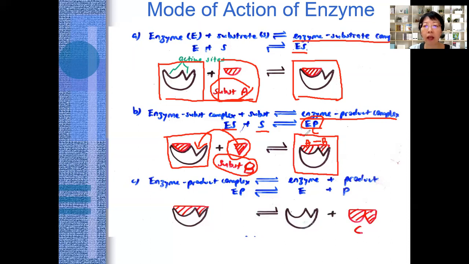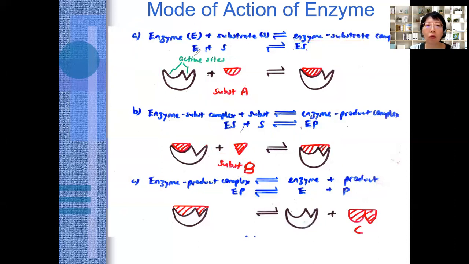Okay, so then the next step is the product will then come out from the enzyme. So from the enzyme product complex, you get the enzyme back and the product C, which is formed. Okay, so therefore, this is the mode of action of enzyme. So again, E plus S will form ES complex, and then ES complex will become EP complex. EP complex will form E and P. So this is the mode of action of enzyme in detail.